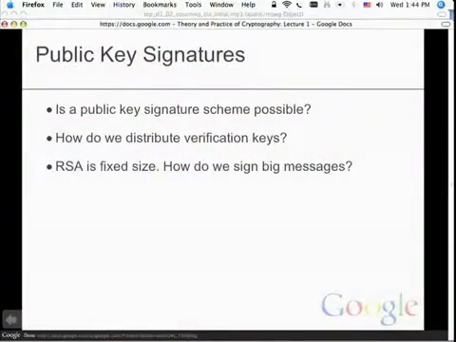RSA can actually also be used as a signature scheme. And that's a very nice property of this crypto system, and is why it's gotten so much usage and so much attention. It actually won a Turing Award for its creators because it can both encrypt and sign data. But it's only fixed size, so I can only sign messages that are so big. And how do I actually sign big messages?